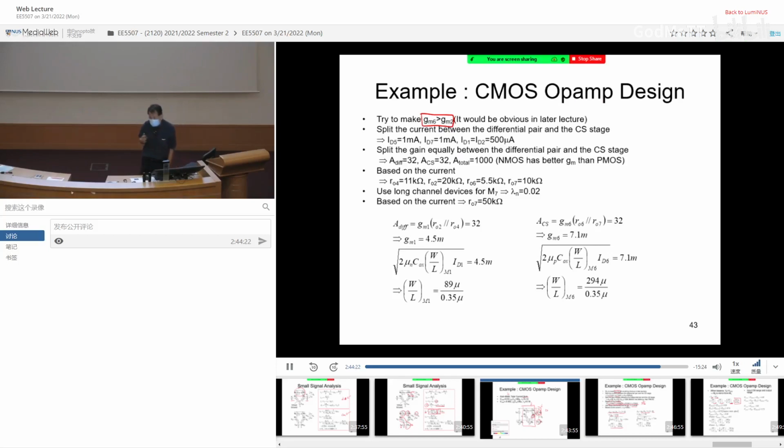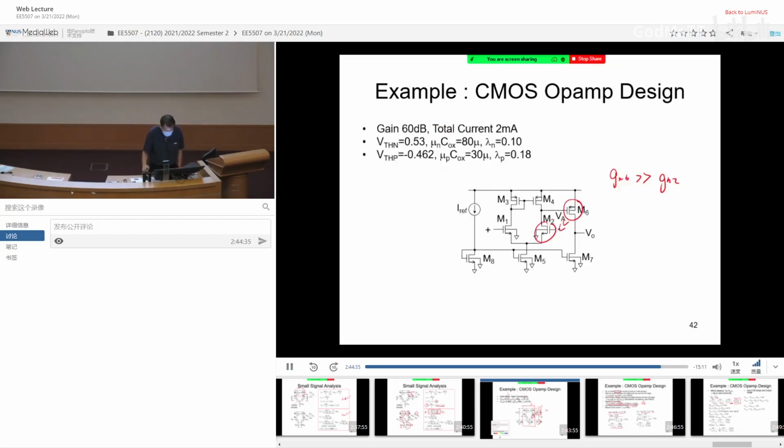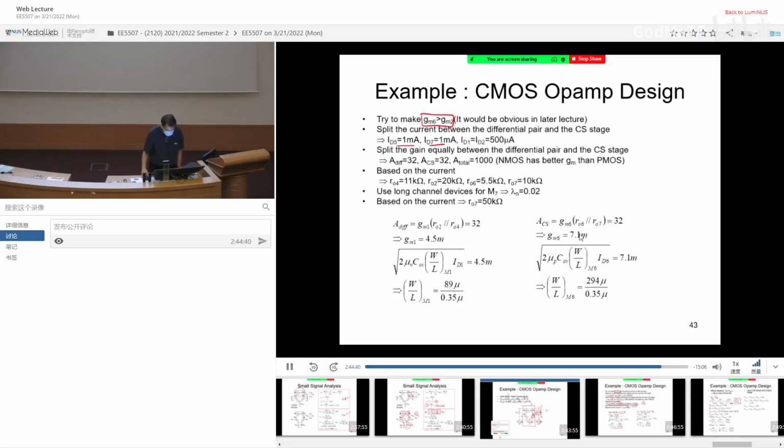Now, with 2 milliampere, we have to decide how to split the current. So a natural split, since this is 2-stage and both stages are important, is to split 1 milli for one stage and 1 milli for the other stage. So that is what we are doing. And we also split the gain equally. 60 dB means linearly the gain is 1000. So if you want 1000, take the square root because you have two gains multiplied together. So each stage will give you 32. The differential one will give you 32. The common source stage also gives you 32.